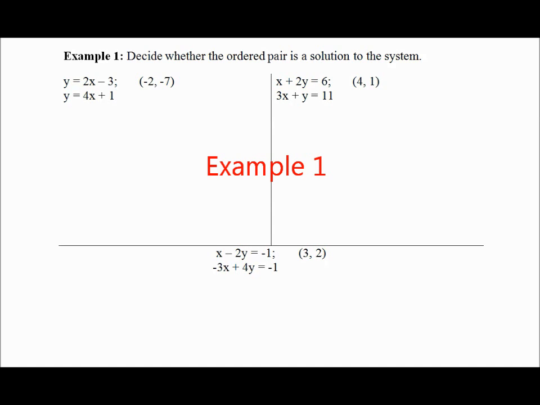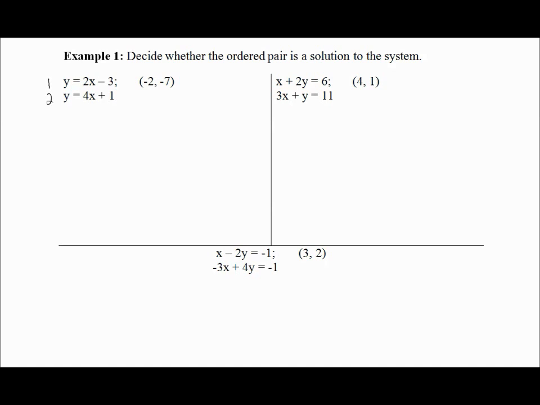However, before we actually start to solve the equations by graphing, we're going to decide whether the given ordered pair is a solution to the system. If you look at my first one, I have my two equations. For the first equation, I have y equals 2x minus 3, and for my second equation, I have y equals 4x plus 1. We're going to check to see if negative 2, negative 7 satisfies this system.